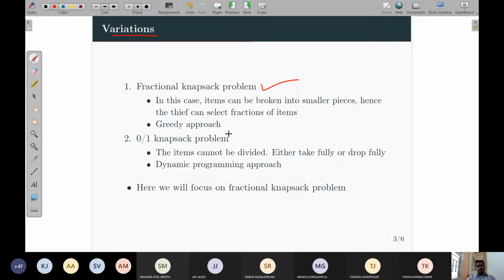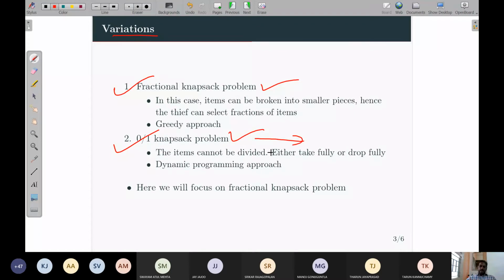So that is known as 0-1 knapsack. If the thief is in a grocery shop instead, he can take maybe 5 kilograms of sugar, 10 kilograms of rice, like that. If he is trying to rob a grocery shop, that is fractional knapsack. If he is trying to rob a home appliances store, then it is 0-1 knapsack.